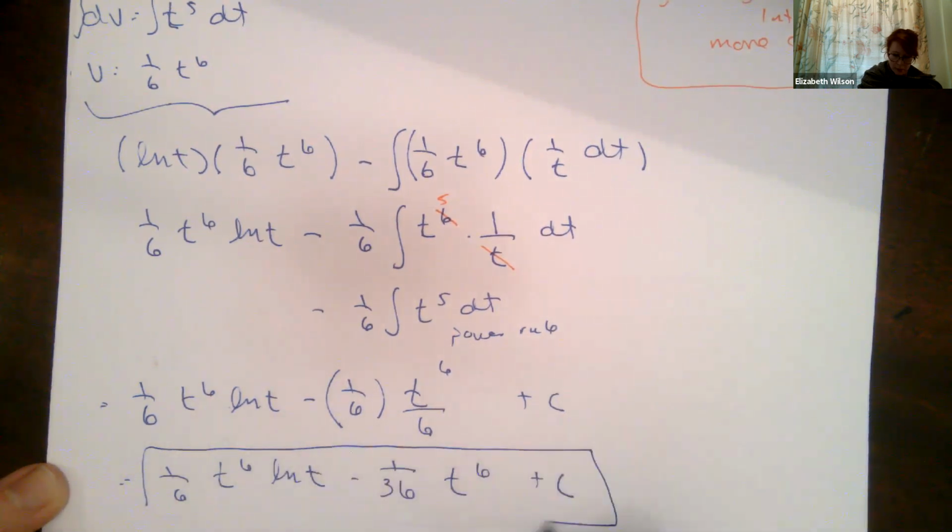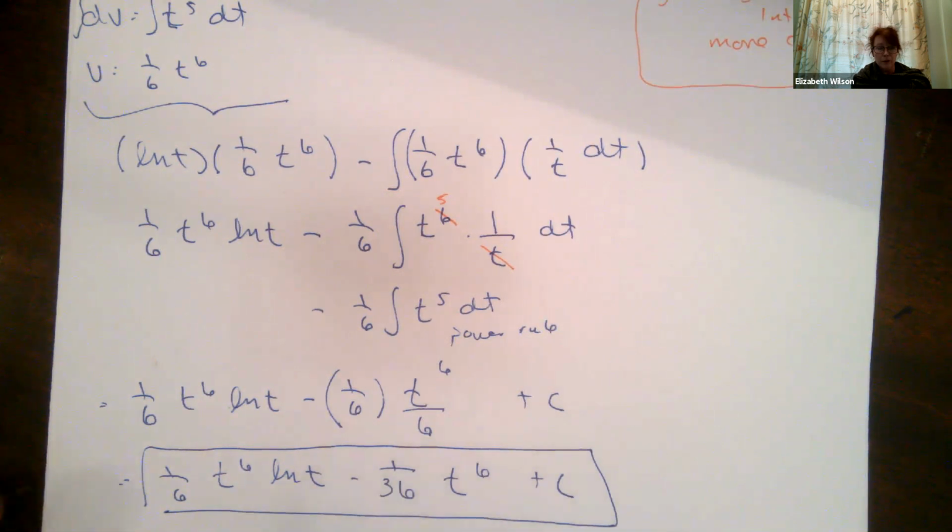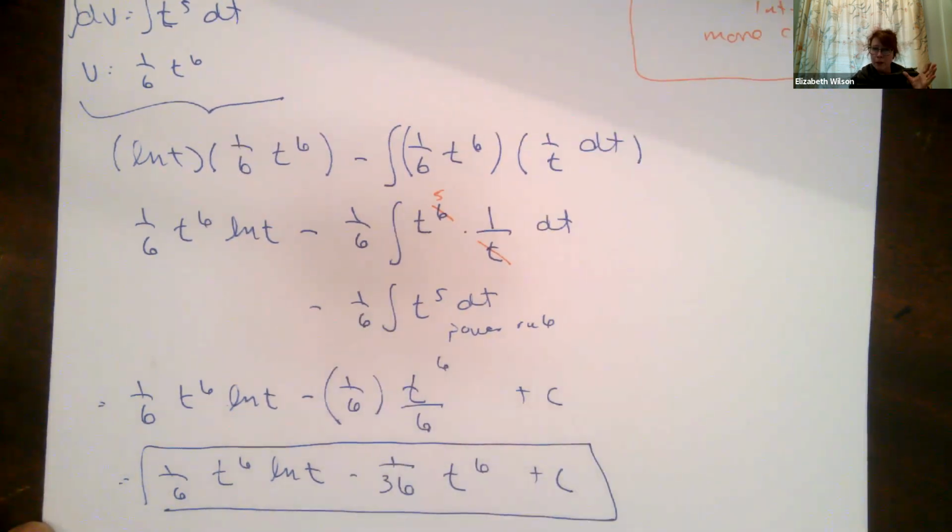It's a common mistake. People think, I've got the 1/6 there already, I don't need to multiply. It's a multiplier, which is why I always bring these down and keep things in parentheses to help keep me honest about remembering I need to multiply these things through.